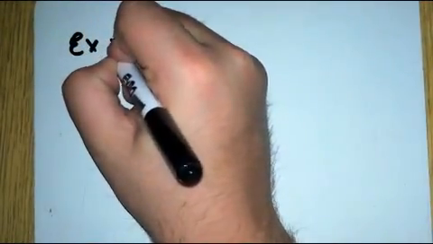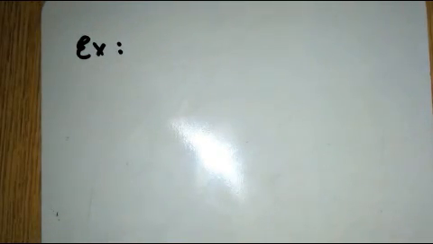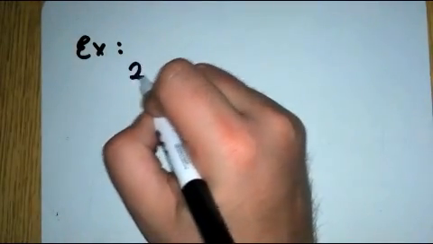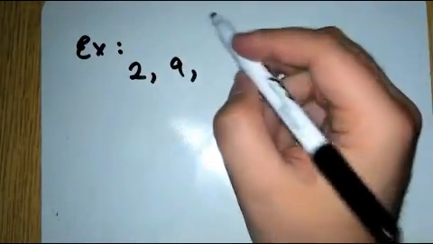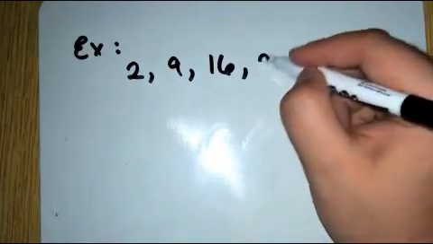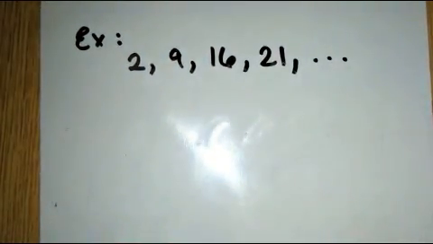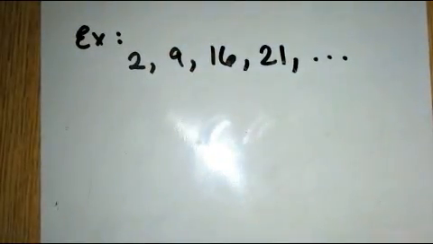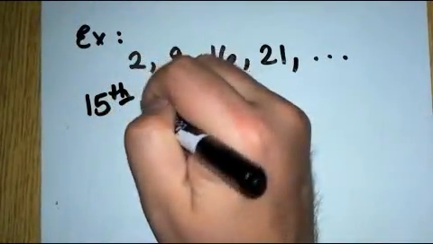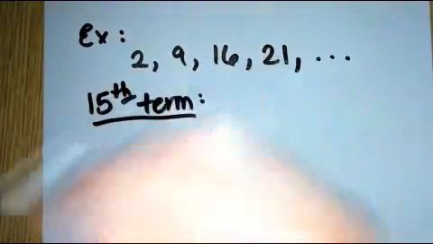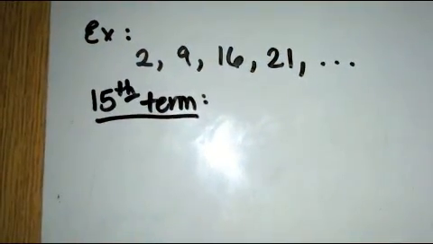All right, let's try another one. All right, if I said to you that we had 2, 9, 16, 21, ... Okay, and I said to you I was interested in the 15th term. Okay, so remember, technically the only things you really need here in the formula, you need the common difference.